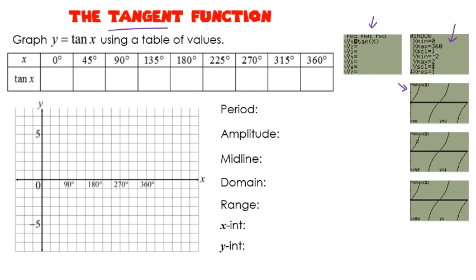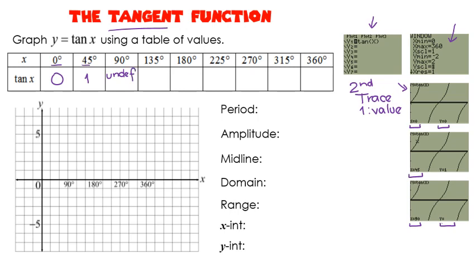To fill out our table of values, you're going to go second, trace, and then 1 for value. And when you're prompted for an x value, you can input 0, and then the next time you do it, 45, and so on. So when you input x is equal to 0, we get y is equal to 0. When you input x is equal to 45, then you're going to get a y value of 1. When you input x is equal to 90, you're going to get y is equal to blank. So we're going to write undefined for now.